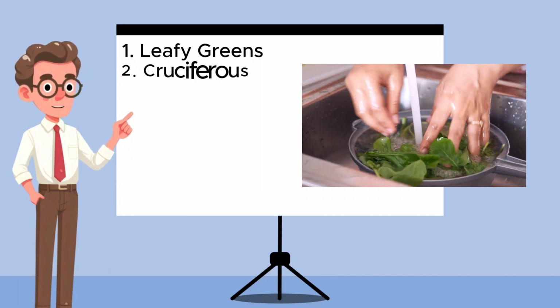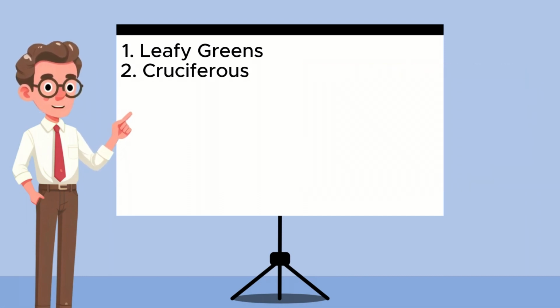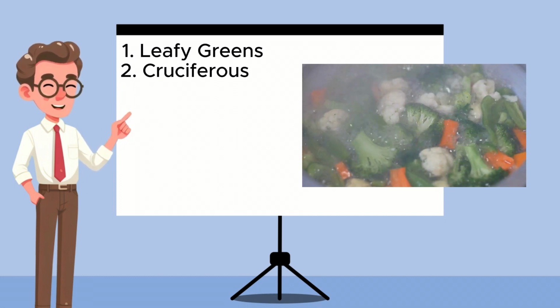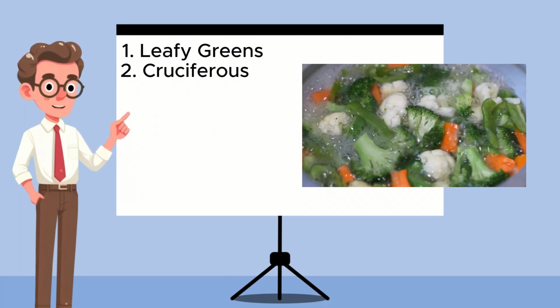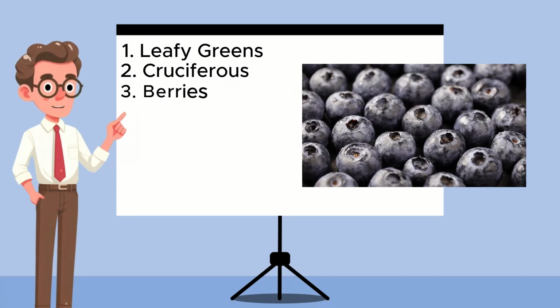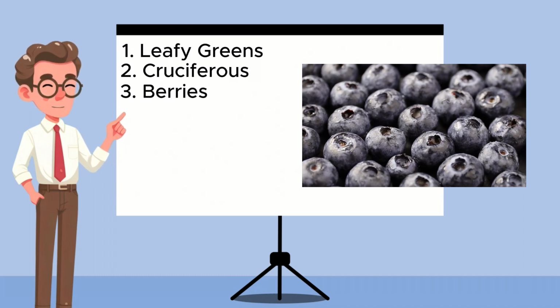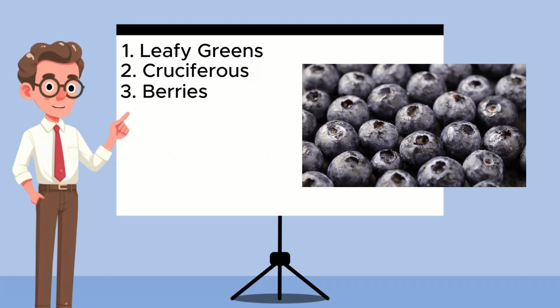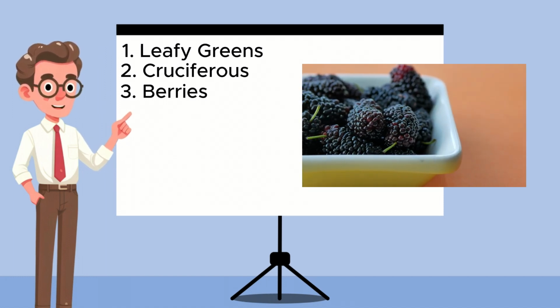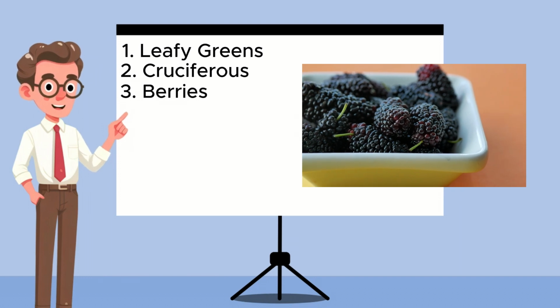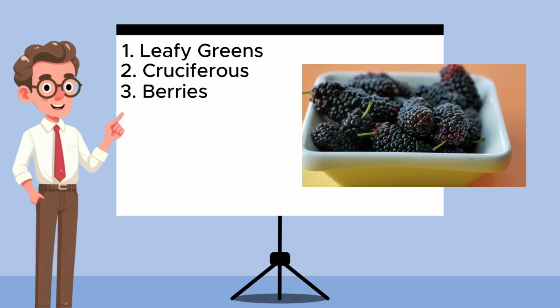Number 2. Cruciferous vegetables like broccoli, Brussels sprouts, and cauliflower contain compounds called glucosinolates, which support liver detoxification pathways. They also provide sulfur compounds that help the liver eliminate toxins and metabolize fats efficiently. Number 3. Low-sugar berries such as blackberries are packed with antioxidants like anthocyanins and vitamin C, which help reduce inflammation and oxidative stress in the liver. They also contain fiber, which supports digestion and helps regulate blood sugar levels.